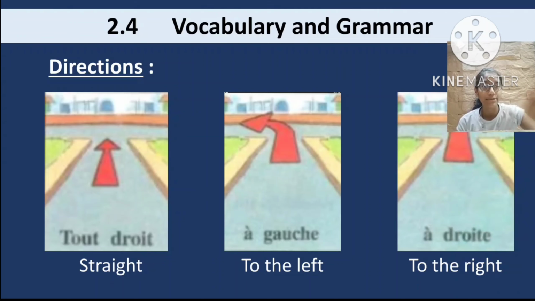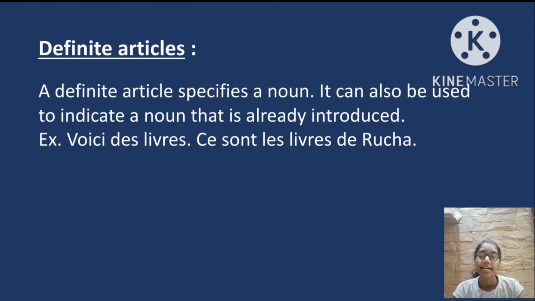Now here there's nothing to learn. The only thing is you have to remember the words for the directions. Also, one note: the spelling of droit in tout droit is different from the spelling of droite in à droite. For tout droit there is no E at the end, but for à droite the E is there at the end. So remember it.